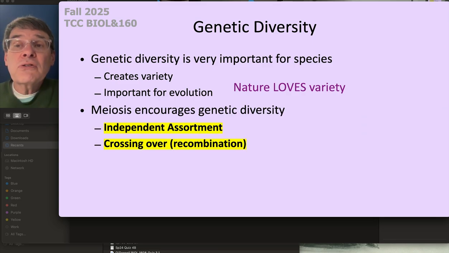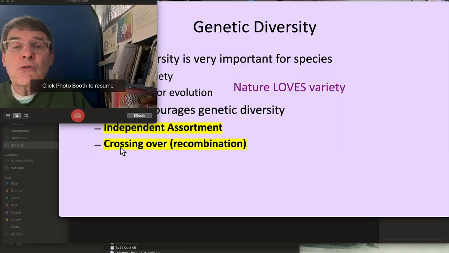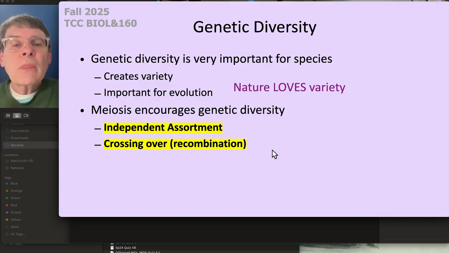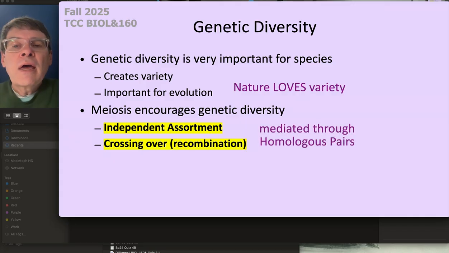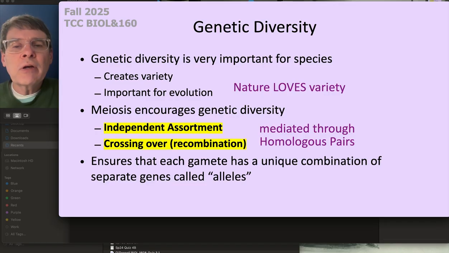Meiosis achieves this diversity through two mechanisms: independent assortment and crossing over. Both of these events occur during meiosis 1 in prophase and are mediated through homologous pairs. A key point here, all this diversity will happen entirely in meiosis 1 early on via the movement of the homologous pairs.